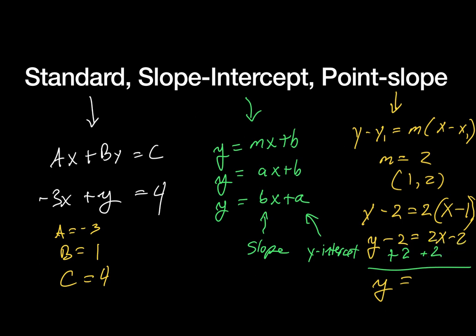So plus 2 minus 2. I end up with 2x plus 0. And I normally don't write 0, but there it is. So what that means is my equation has a slope of 2 and the y-intercept. It intersects the y-axis at the point 0. So it actually intersects at the origin of my graph.